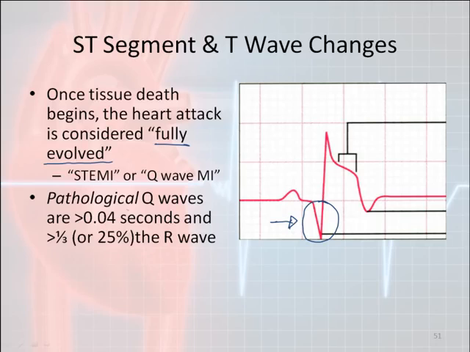Now, pathological Q waves, it kind of depends on the text you read. Pathological Q waves are greater than 0.04 second, and they have to be at least 1/3 the height of the R wave. And I'll show you how to calculate that later. This right here is definitely, at minimum, a 1/3 the height of the R wave. At this point, we truly have myocardial infarction. This is a true STEMI.